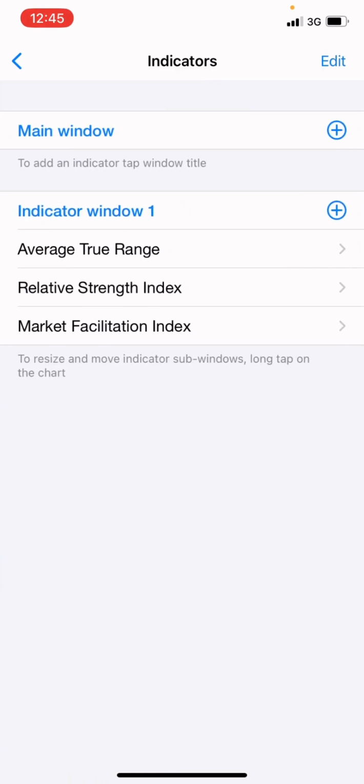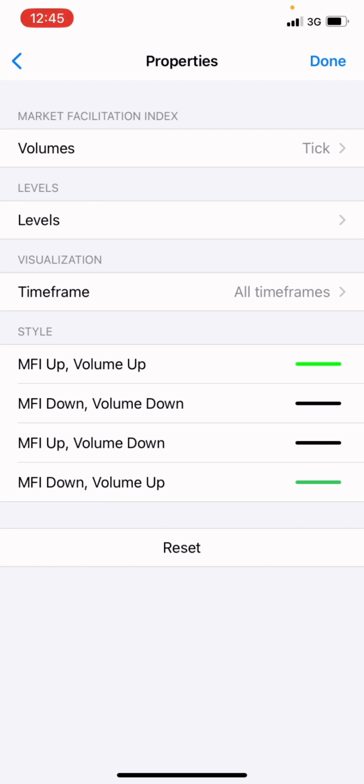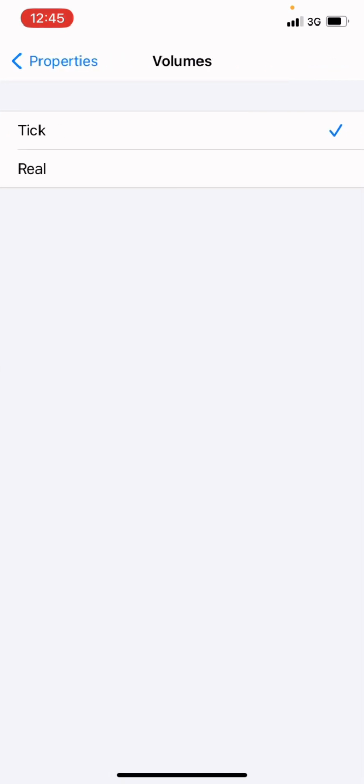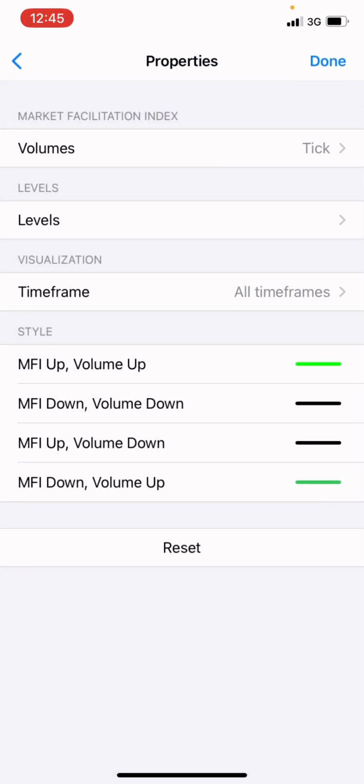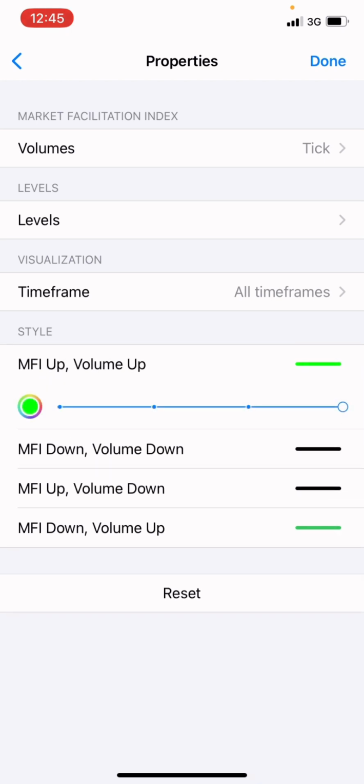Then you choose the market facilitation index. You leave it to default right here. As you can see, the volume is going to be tick. Choose tick, not real, on the volume. Then the levels, you leave the levels, then put on all time frames. Then the style, put on 4 pixel for each style.